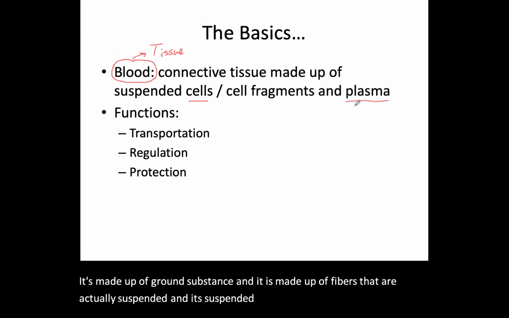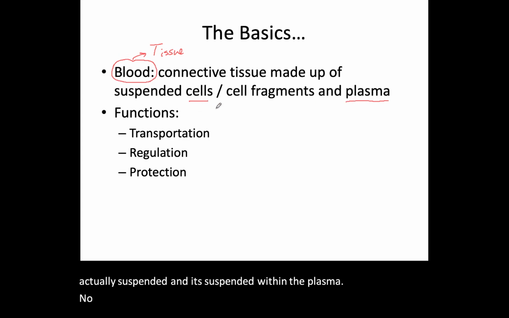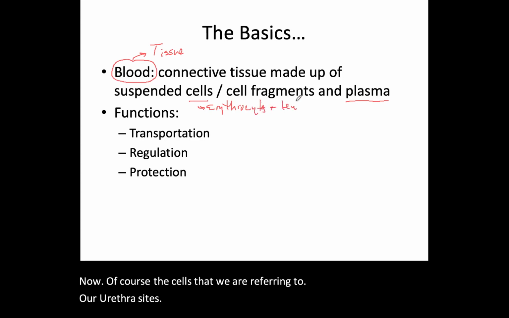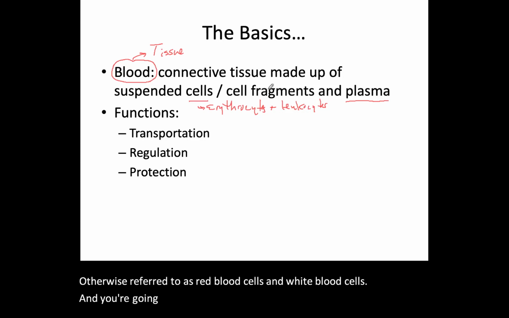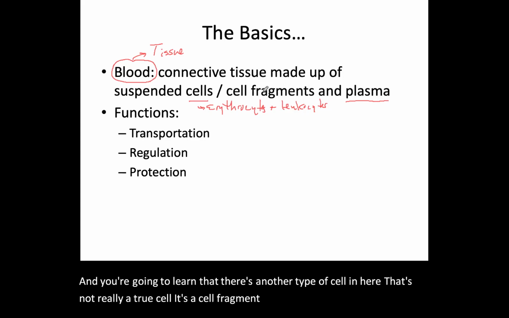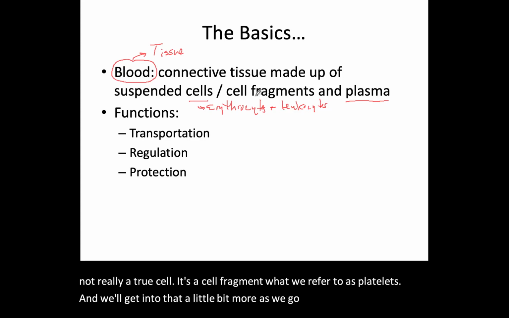Now, of course, the cells that we are referring to are erythrocytes and leukocytes, otherwise referred to as red blood cells and white blood cells. And you're going to learn that there's another type of cell in here that's not really a true cell. It's a cell fragment, what we refer to as platelets. And we'll get into that a little bit more as we go through the material here.